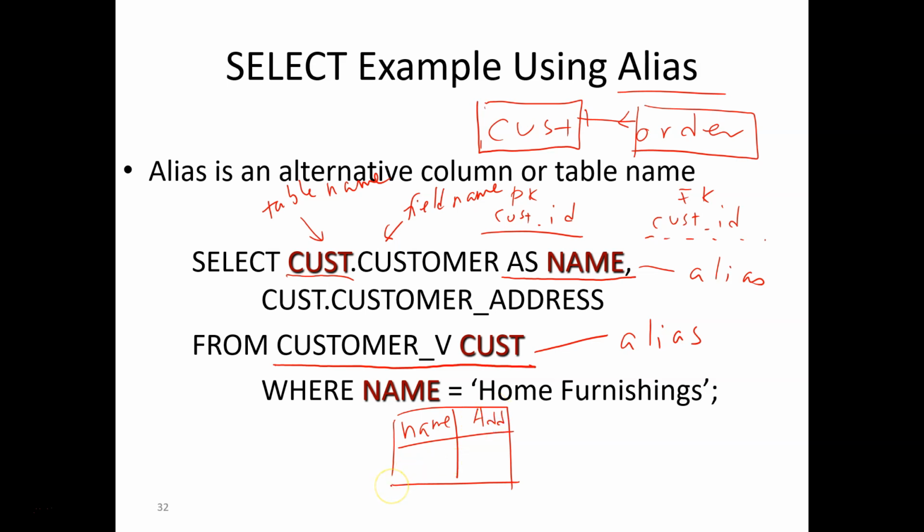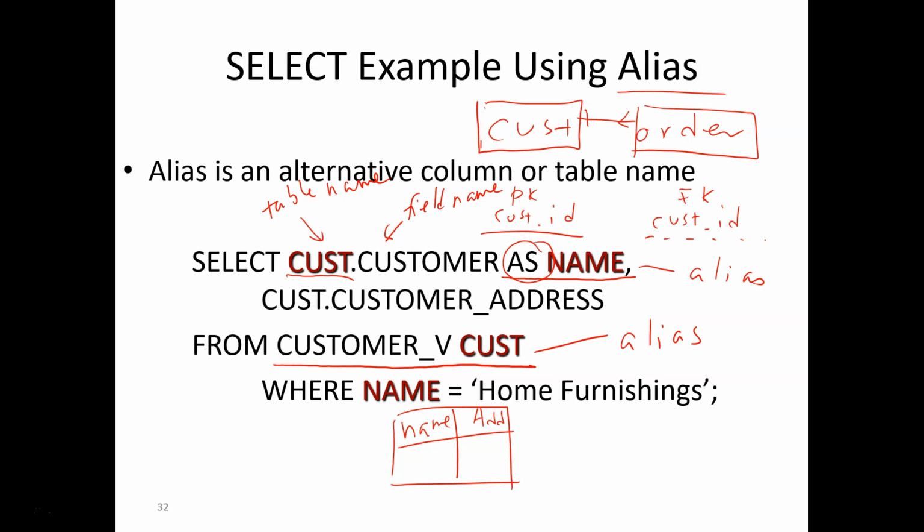So you can assign an alias to either the table or to the field. When you assign an alias to the field, you need to put the word as in front of the alias. When you assign an alias to the table, you just put an alias after the table name.